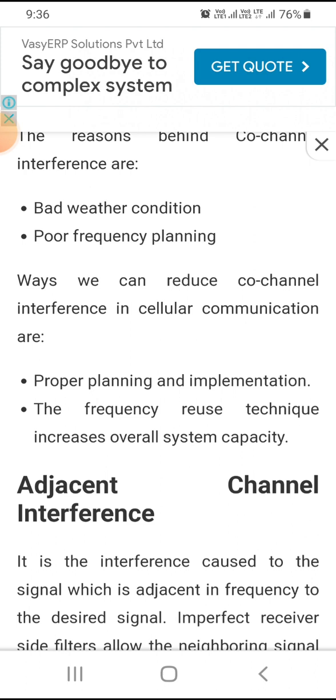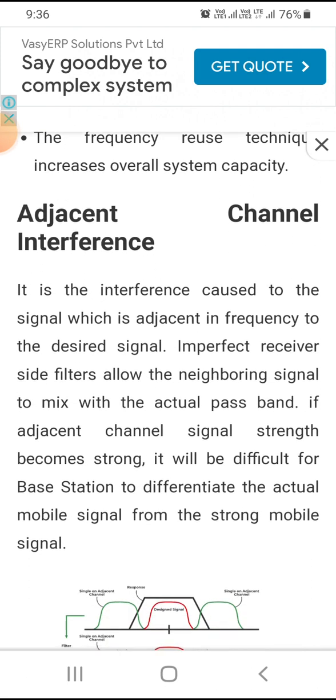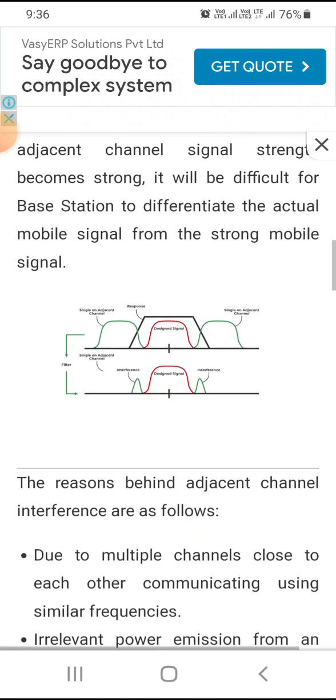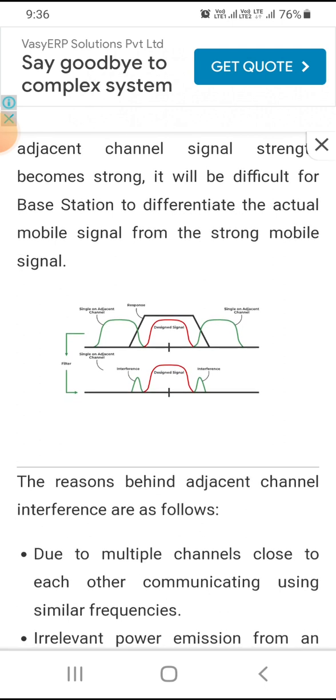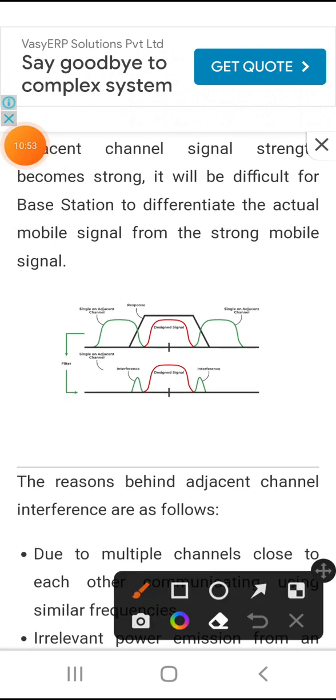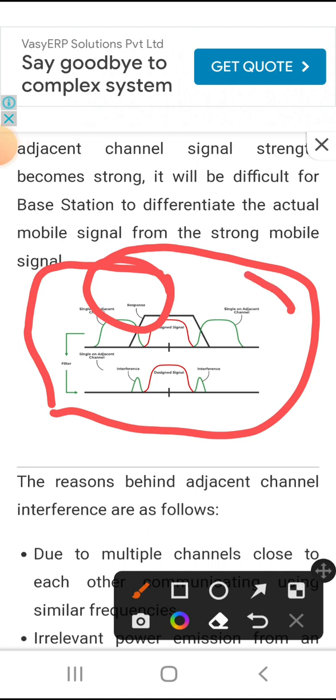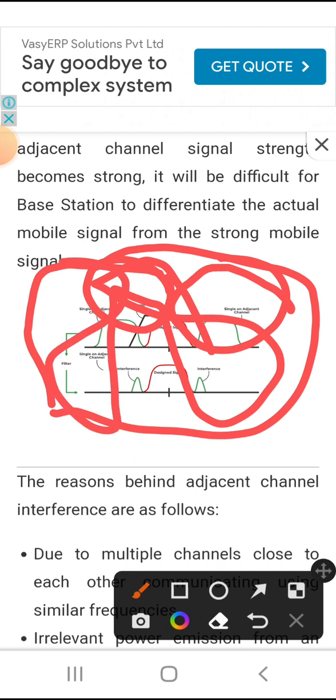Adjacent channel interference is the interference caused by a signal which is adjacent in frequency to the desired signal. An imperfect receiver-side filter allows the neighboring signal to mix with the actual passband. If the adjacent channel signal's strength becomes strong, it will be difficult for the base station to differentiate the actual mobile signal from the strong mobile signal. For understanding better, you can see this image, where you have the signal, the adjacent channel, the interference, and the filter response.